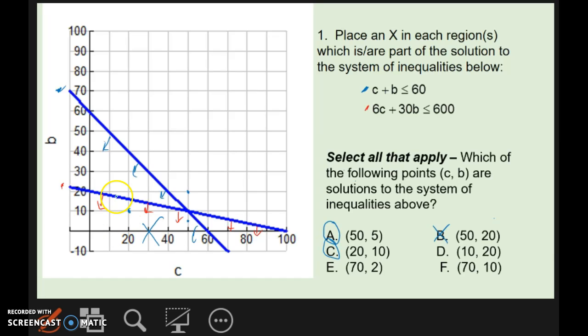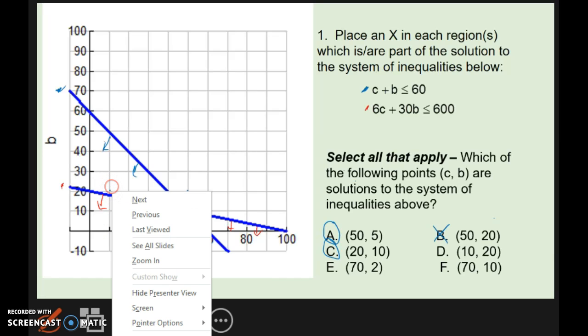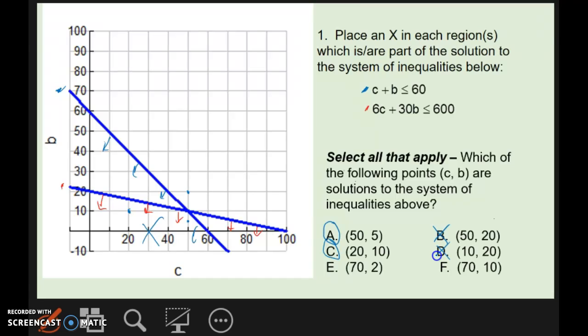10 comma 20 just outside. Oh, that one doesn't work. 70 comma 2 is past 60, so that's not going to work. And 70 comma 10 also looks like that won't work either. It's out of the region in 2 places.